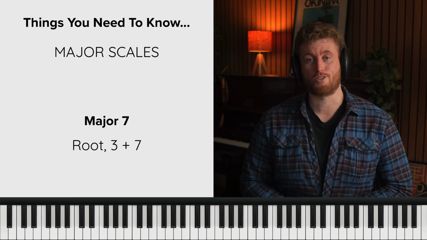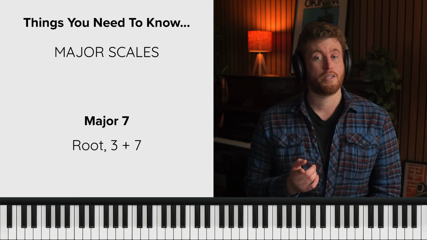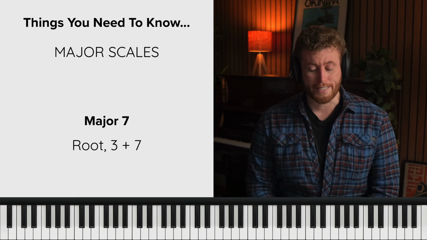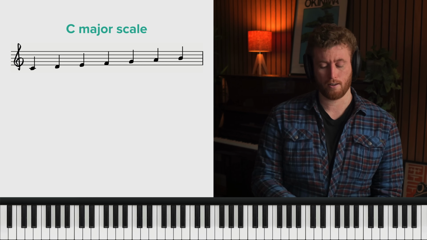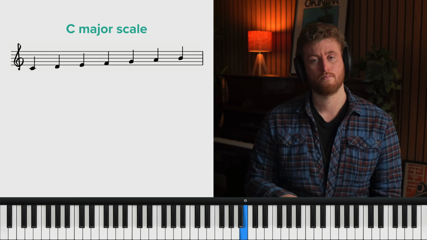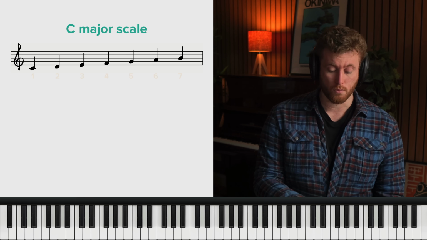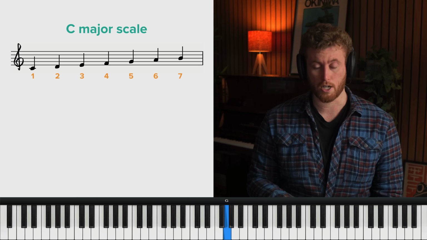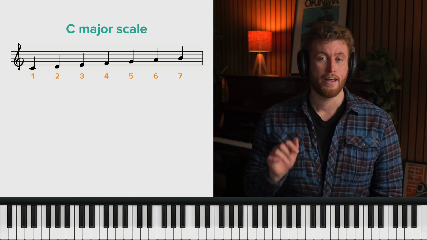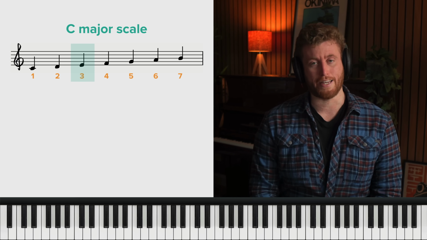What do I mean by the 3 and the 7? Well, that's why you need to know your major scales. If we take a C major scale, and if we assign each note a number, 1, 2, 3, 4, 5, 6, 7, this is what I mean by the 3 and 7.